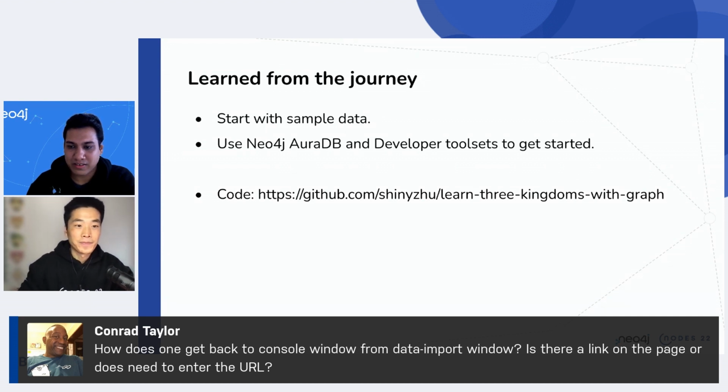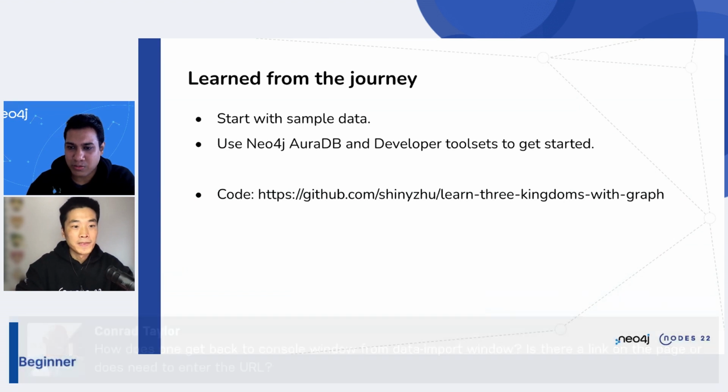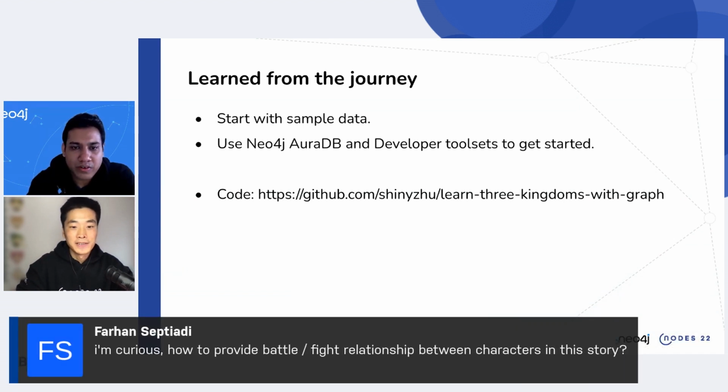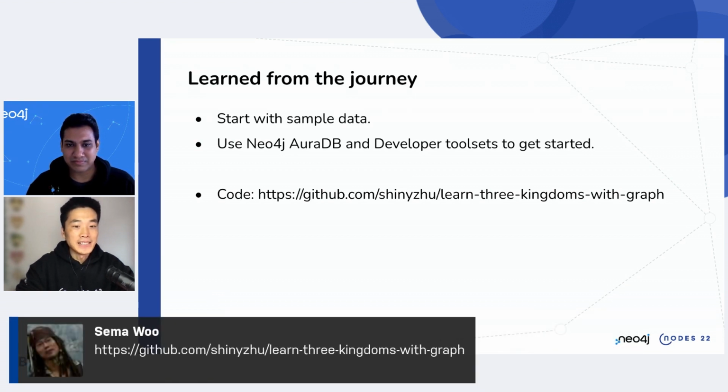I think this is probably the last one. Farhan is curious to know how to show battle or fight relationships between characters in this story. That's very funny. As you know, I just started exploring the ancient novel data set, and there are many examples that show how to explore relationships beyond people interaction. Please check out my repo later. I will share more about that.